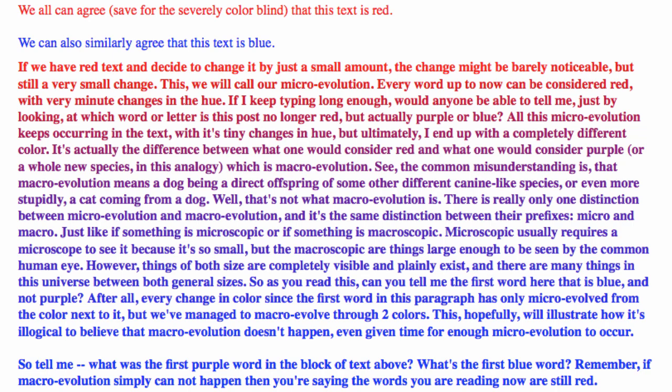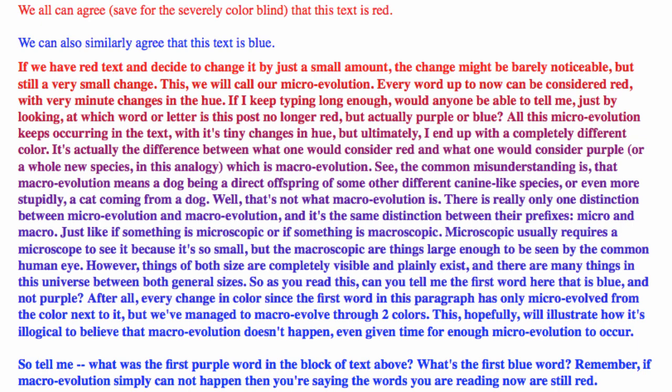Microscopic usually requires a microscope to see because it's so small. But the macroscopic are things large enough to be seen by the common human eye. However, things of both sizes are completely visible and plainly exist. And there are many things in this universe between both general sizes.